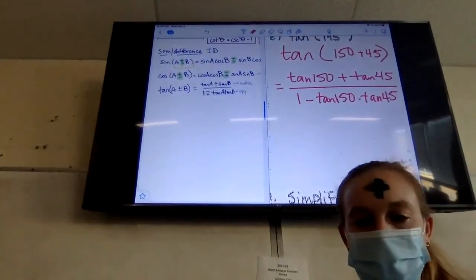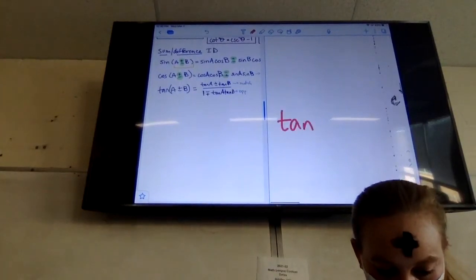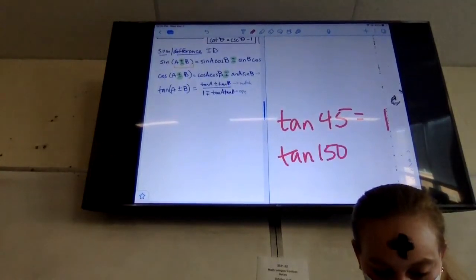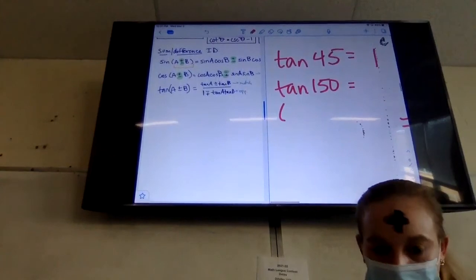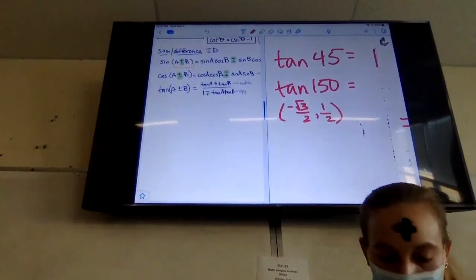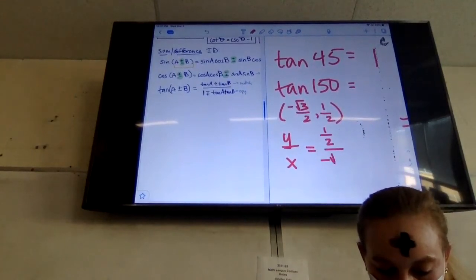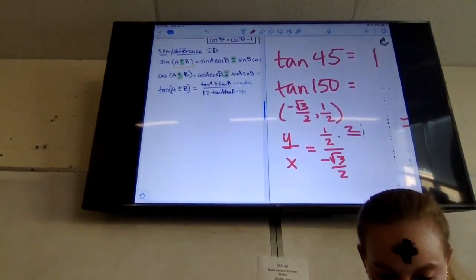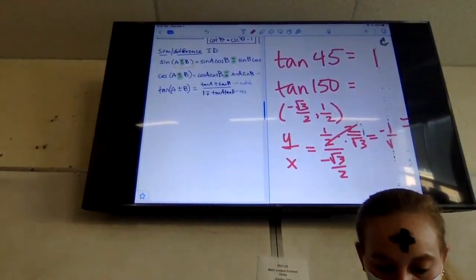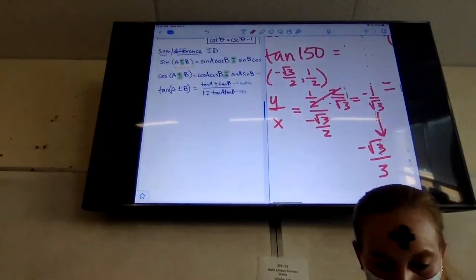We have tan of 150 and tan of 45. We should all know that tan of 45 is 1. I think we've done that one enough. But tan of 150, you might not know. That ordered pair on your unit circle is negative root 3 over 2 comma 1/2. And so we have to remember that tangent goes y over x. And so we're going to solve that out. Some of you might remember because we've done this enough times that you probably have an idea of what's happening. But we're going to get negative 1 over root 3, which rationalizes to negative root 3 over 3.